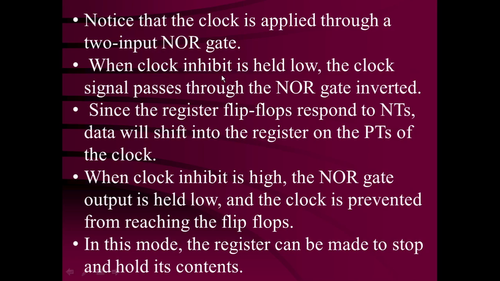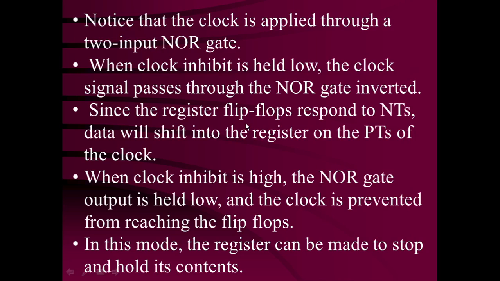When the clock inhibit is low, the clock signal passes through the NOR gate inverted. Here the clock is applied through the NOR gate, which has two inputs. One input is designated clock inhibit, and the other is the clock input through which the clock is passed. So when the clock inhibit is low, the clock present at the other input of the NOR gate will be inverted and made available to all the flip-flops.